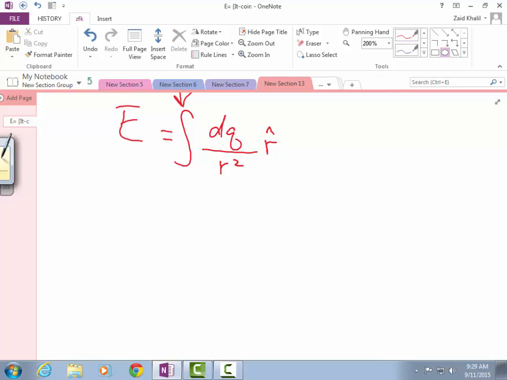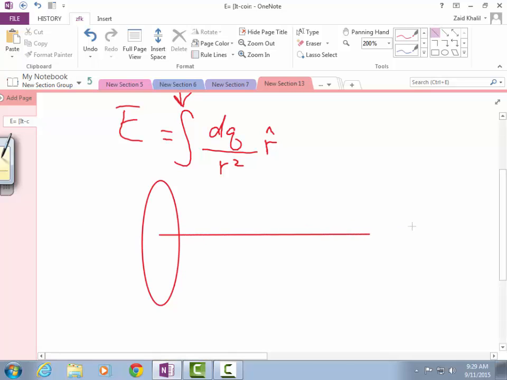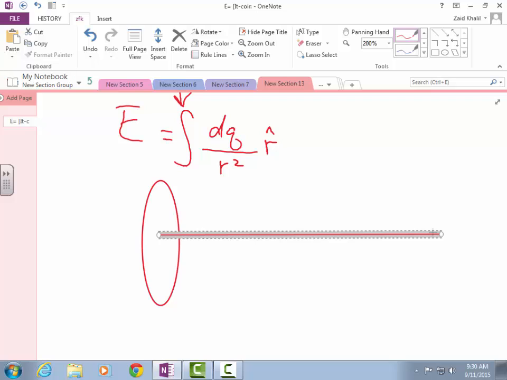So take a ring. So here's your ring. And generally speaking, for your first problem, you want to find out what the electric field is at some point along an axis that passes through the center of the ring. So you pick a point. So let's say this ring has some radius.